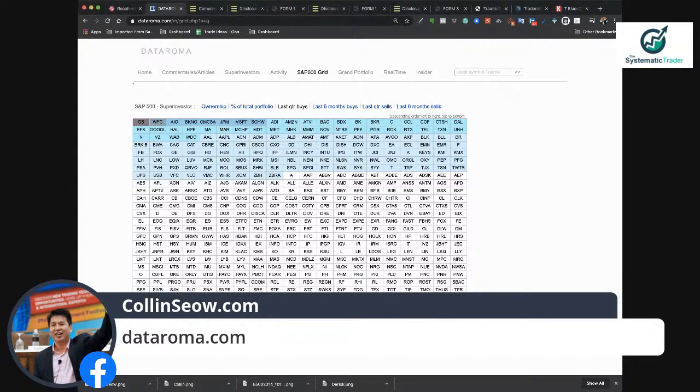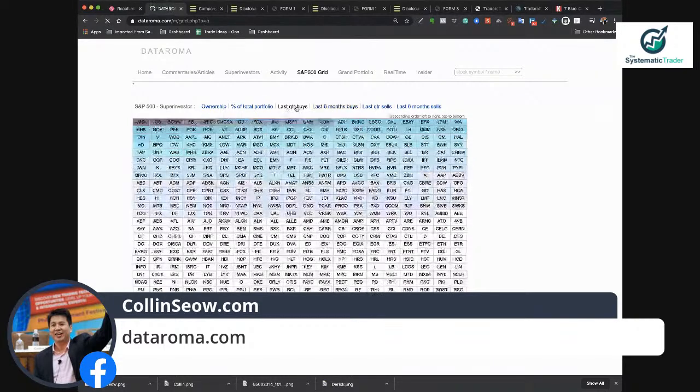So from here, you can see Goldman Sachs right now is the most bought stock over the last quarter. A lot of people went to buy Goldman Sachs. Wells Fargo, financial again. AIG, consider financial again, so this is insurance. So you can see these are the most owned stocks, the most bought stocks over the last quarter. And these are the most bought stocks over the last 6 months.